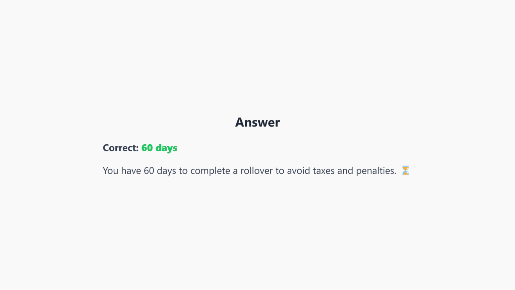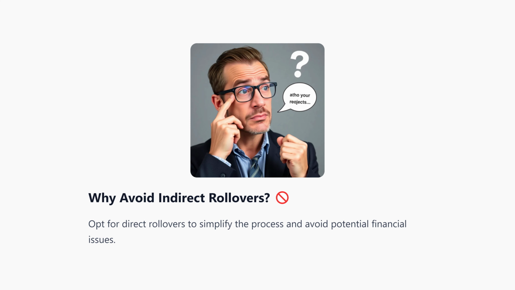The correct answer is 60 days. You have up to 60 days to complete an indirect rollover to avoid taxes and penalties. While indirect rollovers are possible, opting for a direct rollover is strongly recommended. Direct rollovers minimize the risks of errors and eliminate the need to use personal funds to cover the withheld tax amount, thus simplifying the process significantly.